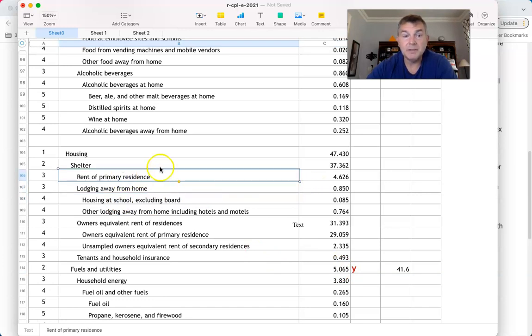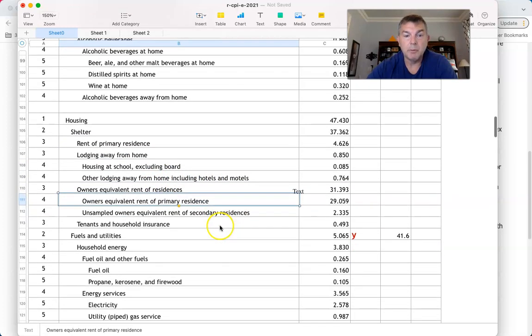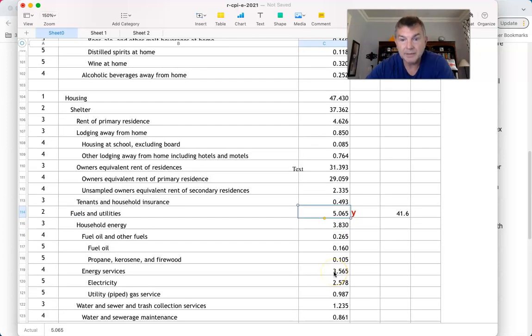Rent of primary residence, shelter. No, I don't have any of that. Owner's equivalent rent of primary residence, no. I don't know why we use this; the whole thing is just weird to me. But anyway, fuels and utilities, of course you want to use. Tenants and household insurance, we have other areas for that, for homeowners insurance. But anyway, fuels and utilities, yes.